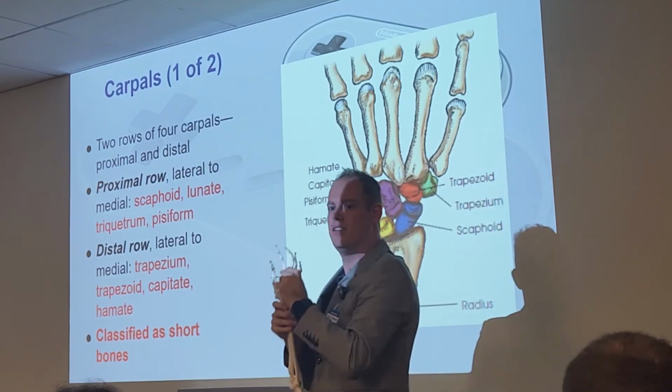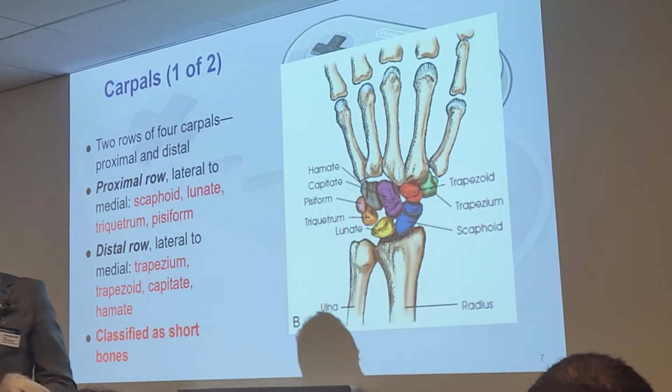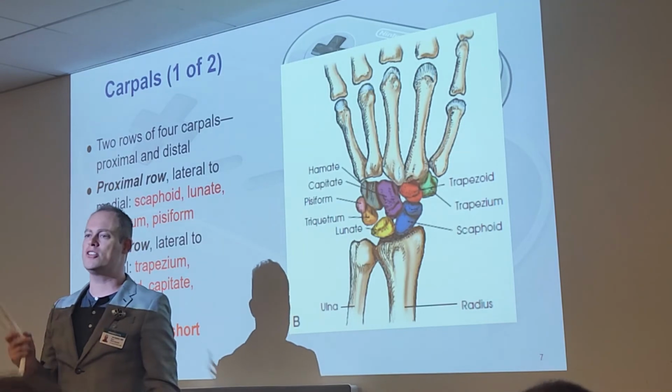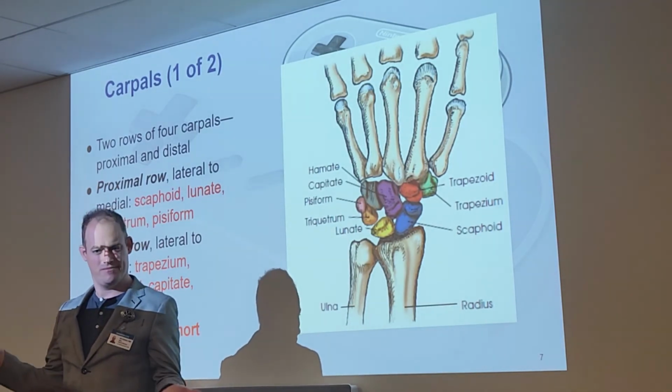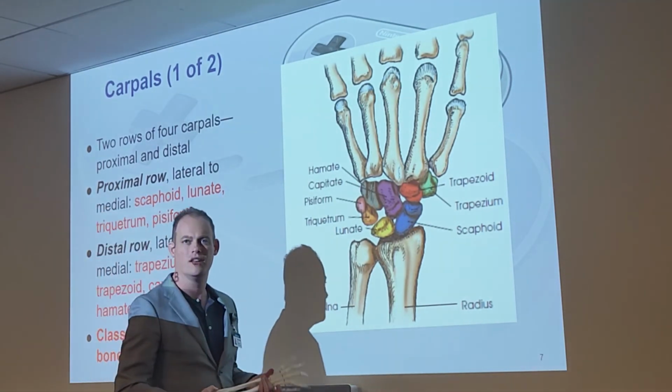Pisiform. Yeah, it pokes out. Now, one way to remember the lunate: whenever we look at an X-ray on a lateral view, you'll notice that the lunate has a moon shape to it. It looks like a moon. Lunate, lunar. It's moon shaped. These little things you can do help remember those carpal bones.